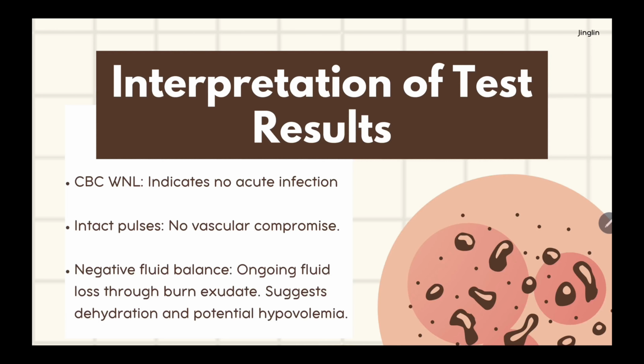Now let's look at the test results. The CBC is normal, which means there's no infection at this stage. The pulse is intact, showing there's no circulation problem. Blood is still reaching the tissue. However, the fluid balance is negative. That means Mr. T's body is losing more fluid than it is taking in, mostly through the wound exudate. If it continues, it can lead to dehydration and hypovolemia. That means low blood volume.